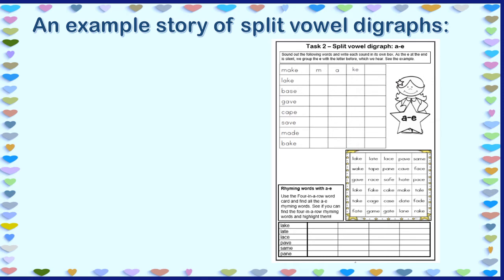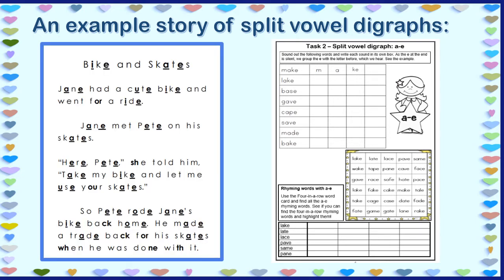I'm going to quickly read you this little story so that you can see all the many split vowel digraphs. Bike and skates. Jane had a cute bike and went for a ride. Jane met Pete on his skates. Here, Pete, she told him, take my bike and let me use your skates. So Pete rode Jane's bike back home. He made a trade back for his skates when he was done with it. Just a good little example of how the split digraphs work.